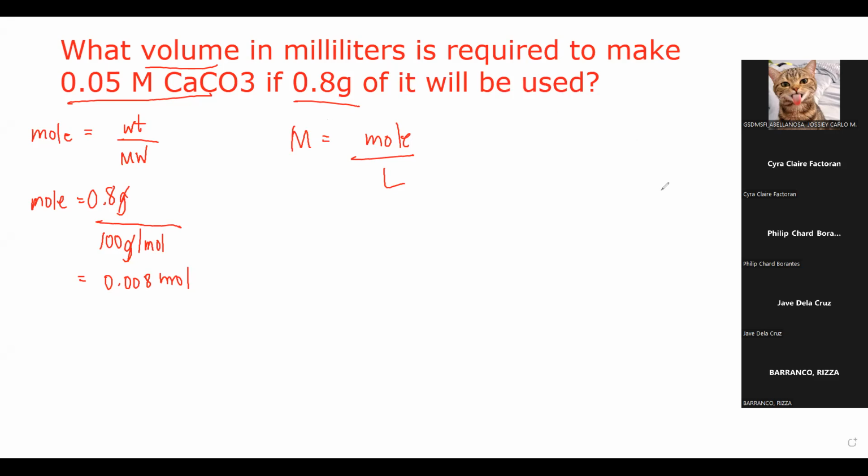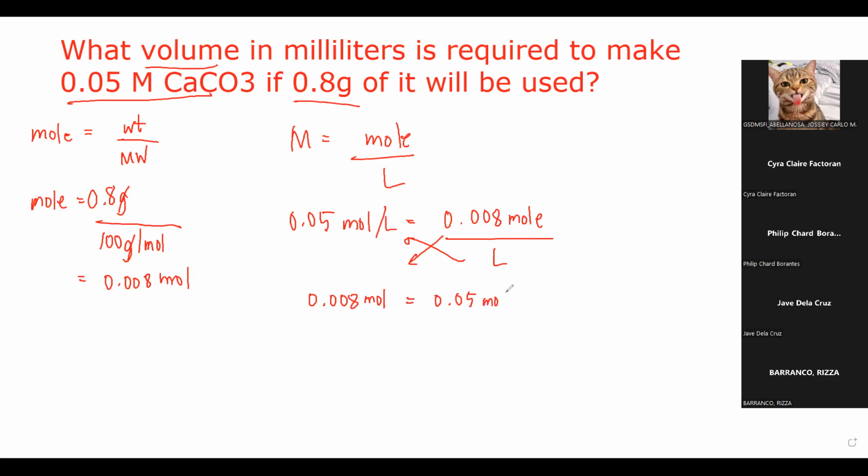So we have here, wait lang ha. Molarity is 0.05 moles per liter. Let's just use that para makancel natin ang unit. And then yung mole na na-compute, 0.008 mole. And then liter sa baba. Cross multiply, you will have 0.008 mole here. Sa kabila, you will have 0.05 moles per liter times the liter na hinahanap natin.